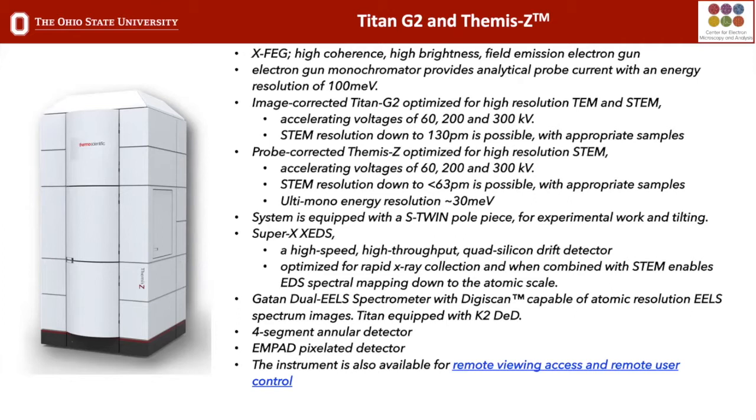Both systems come with a GATAN dual EELS spectrometer, and the Titan we actually have equipped with a K2 direct electron detector, which is also a game changer in the EELS field, and we'll talk about that a little bit further in the talk. If you were able to attend my previous talk, we talked in depth about the 4-segment annular detector and EMPAD detector. I'll hit on those today just for a slide, but I would call you back to those. They have a large role to play going forward in materials analysis to help us image light elements in the systems.